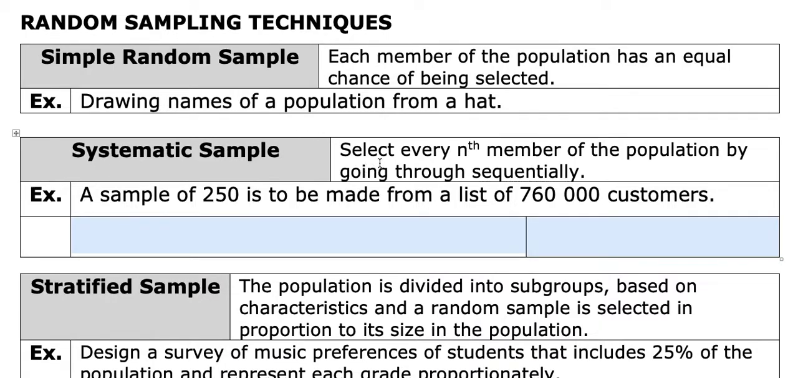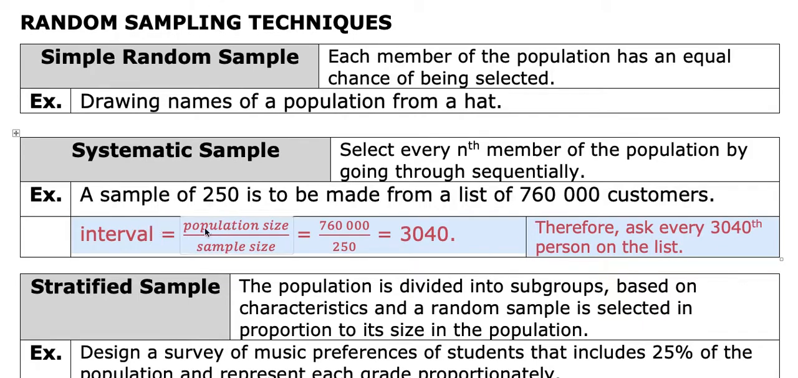But a systematic sample, every nth member of the population, select every nth member of the population by going through sequentially. So a sample of 250 is to be made from a list of 760,000 customers. So for this right here, we're going to use the formula interval is equal to population size divided by sample size. So if you divide the total number of customers divided by the sample size, that will tell you that we are going to look at every 3,040th person in this list.